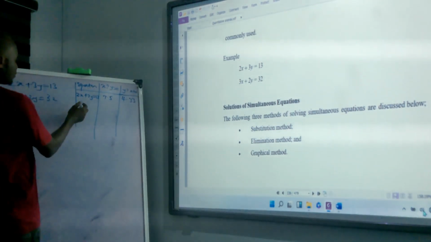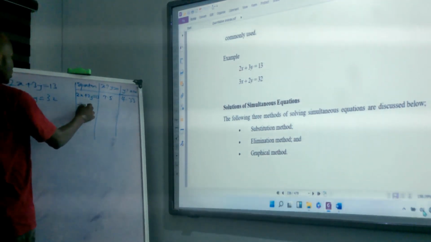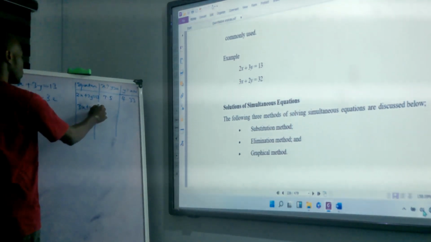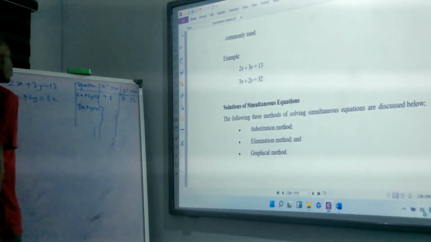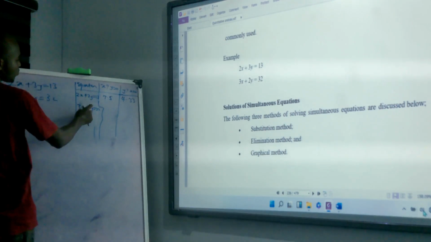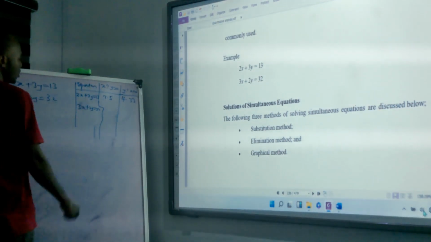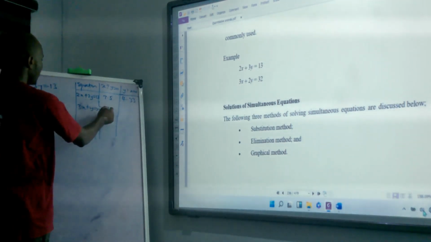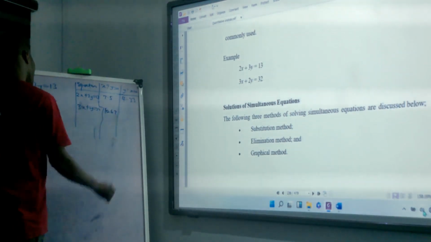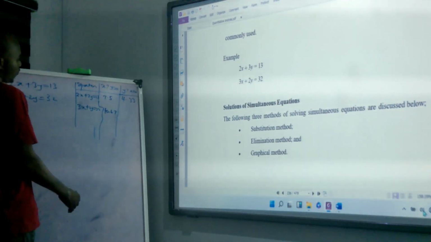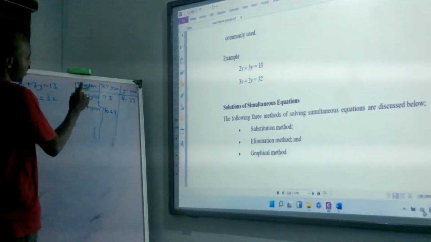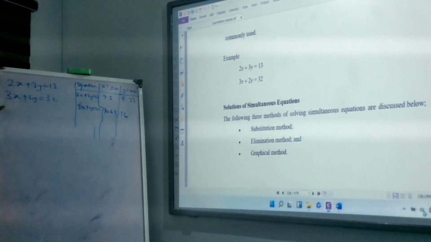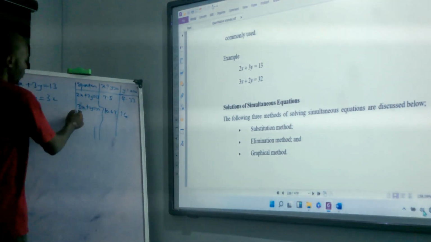So let's do that for the second equation, 3x plus 2y equals 32. When y is 0, 2 times 0 is 0, that is 3x equals 32, so that will be 32 divided by 3, which is about 10.7. For the other one, when x is 0, 3 times 0 is 0, 2y equals 32, so that will be 16. So we've obtained the intercepts.